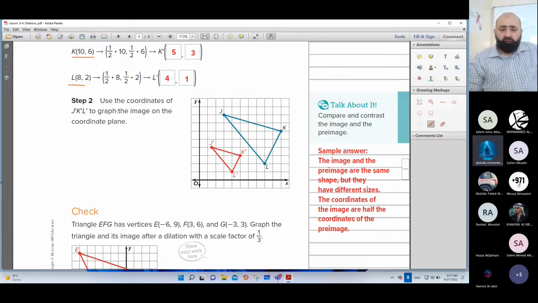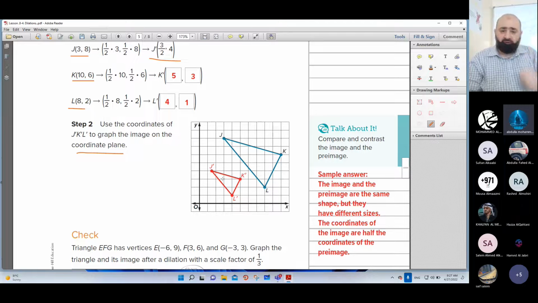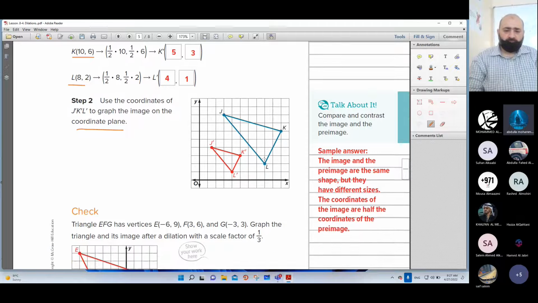Use the coordinates of J prime, K prime, L prime to graph the image on the coordinate plane. So as you see here, this is the pre-image, J, K, L, and this will be the image. This is here the pre-image and here the image. And as you see, we have reduction. The image will be smaller than the pre-image.